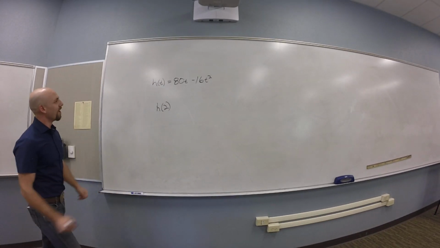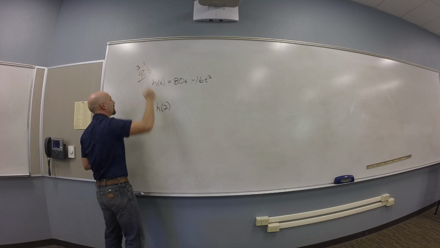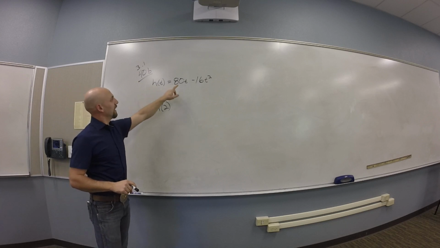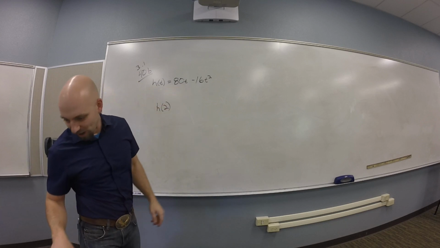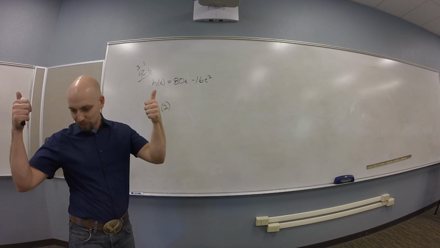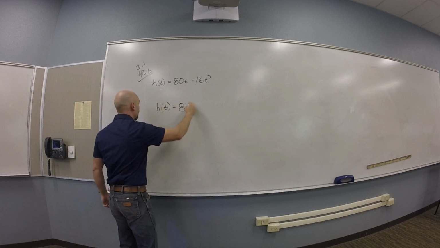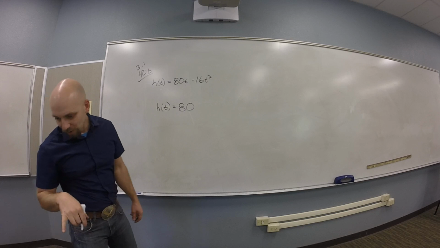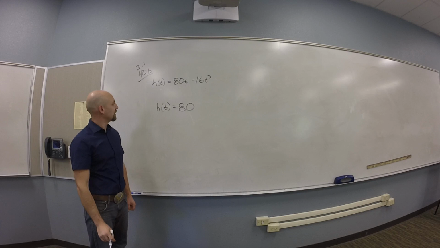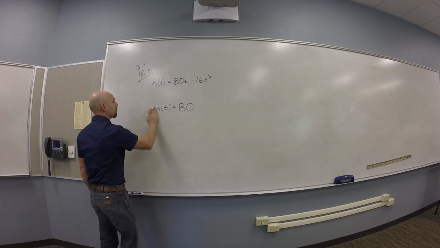Okay, so I want to do 40b in 3.1, which says h of t is 80t minus 16t squared. That's the height of a ball. I'm supposed to solve h of t is 80 for part B here, and then probably interpret this. So how do you solve h of t is 80? Set the whole thing equal to 80.